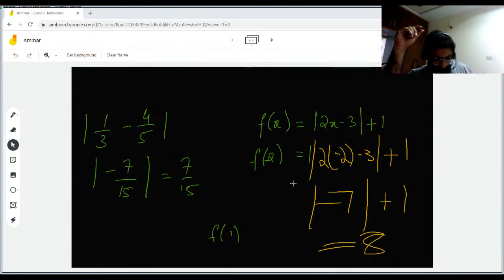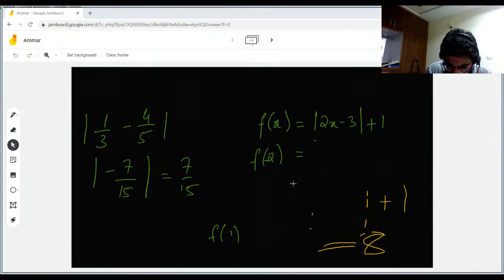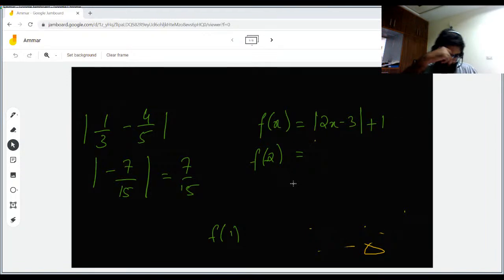If you could do it for f of 1, we'll put it in a graph on Desmos as well. I just thought about it. I'll share the screen. 2 minus 3 is minus 1, plus 1, 2. So something which would have otherwise been 0 has become 2.